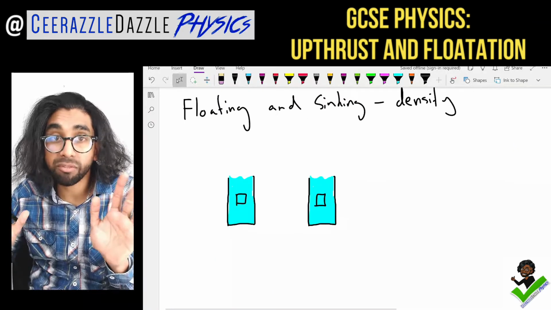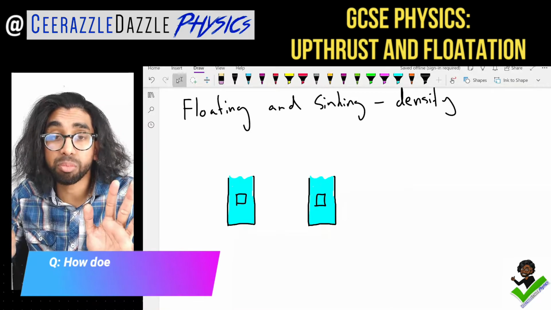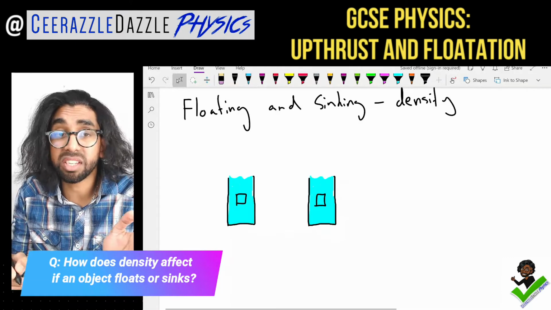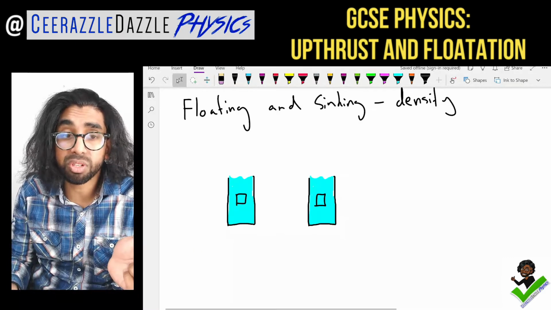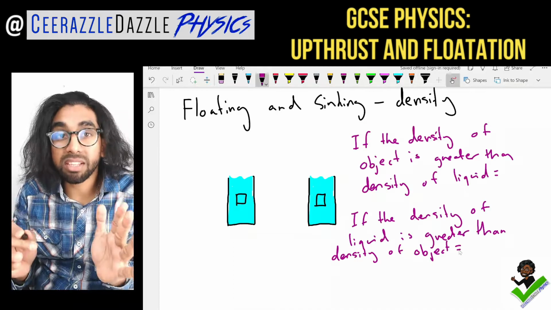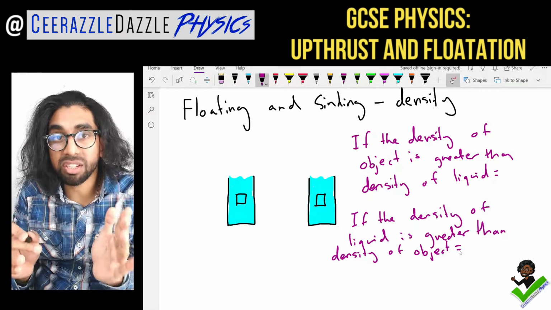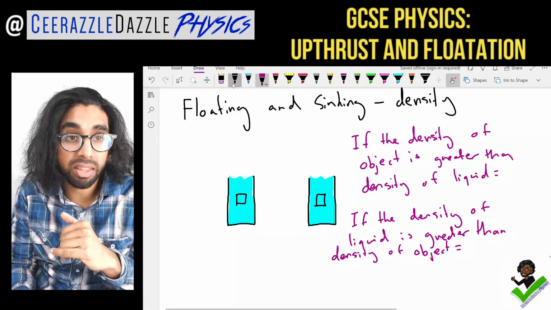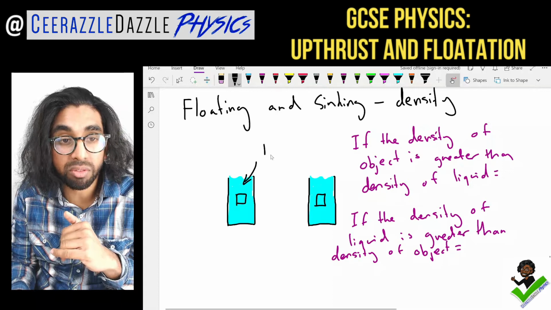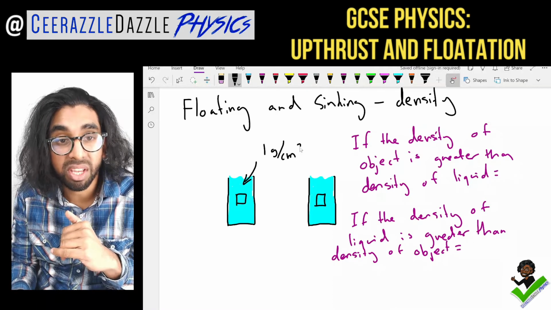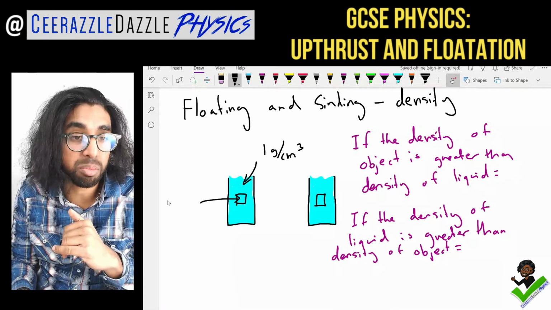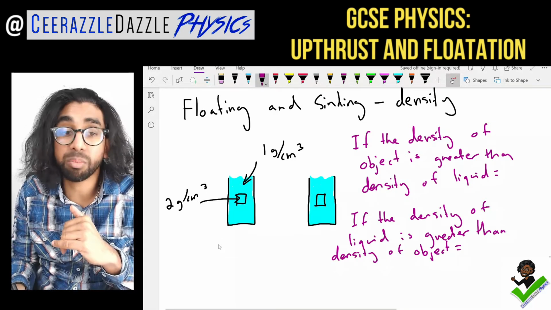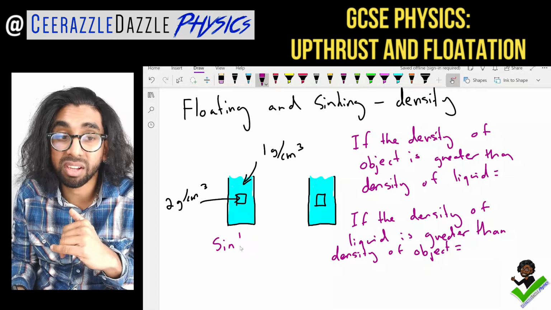Okay, so the last bit about floating and sinking is going to be about the density of the object. So in order for an object to sink or float, we can also refer to it in terms of the density. So basically it's this. If the density of the object is greater than the density of the liquid, it will sink. So right now, guys, let's say, for example, the liquid is 1 gram per centimeter cubed, and let's say this object over here is 2 grams per centimeter cubed. We know that this one will sink to the bottom.